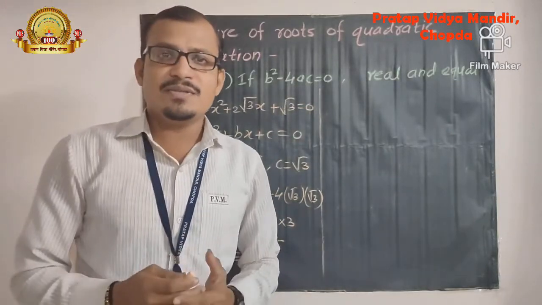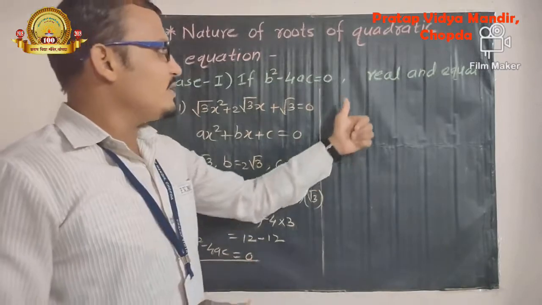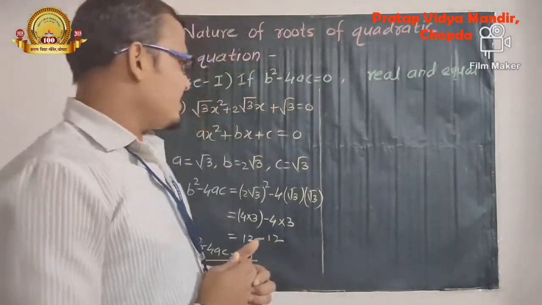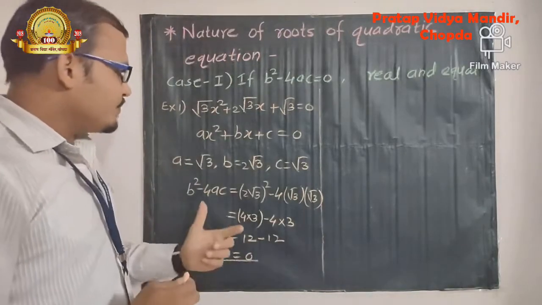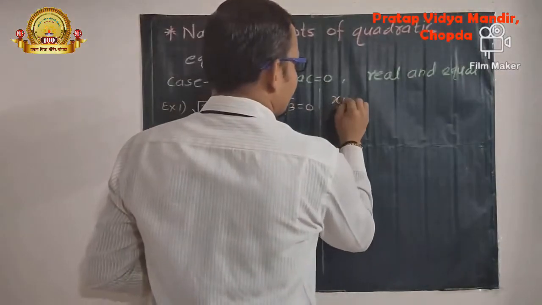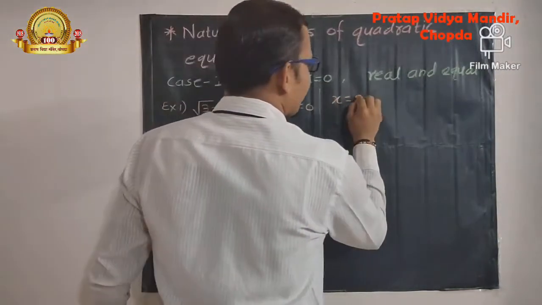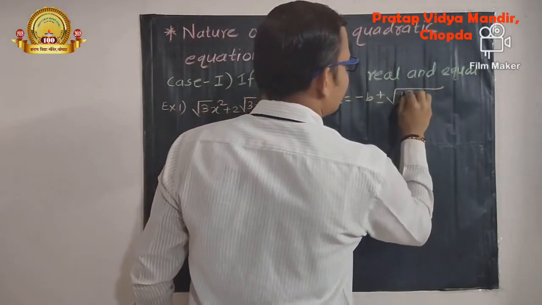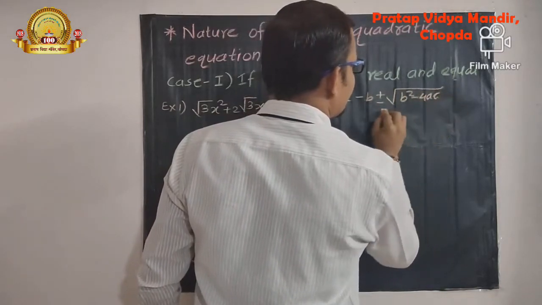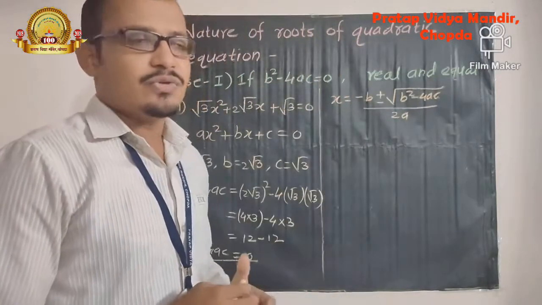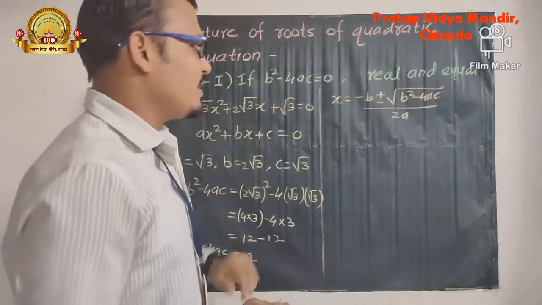And if the value of b square minus 4ac is 0, then the roots of the quadratic equation are real and equal. So let us check. For that, put all these values of a, b and c in the formula, minus b plus or minus under root b square minus 4ac upon 2a, so that we get the two roots of the given quadratic equation.